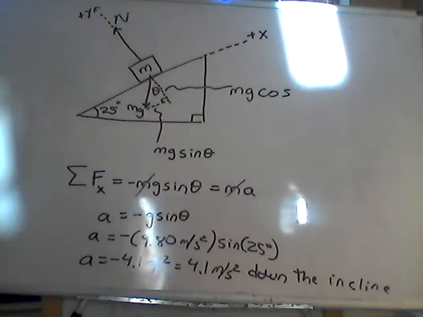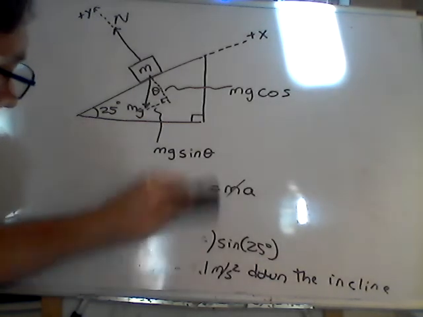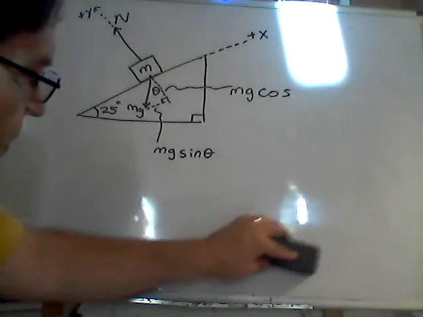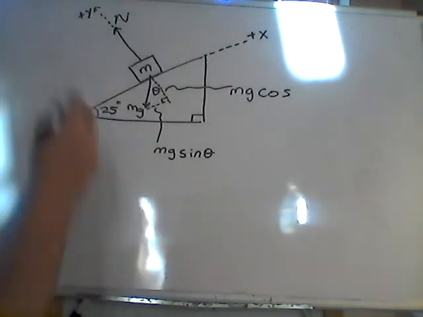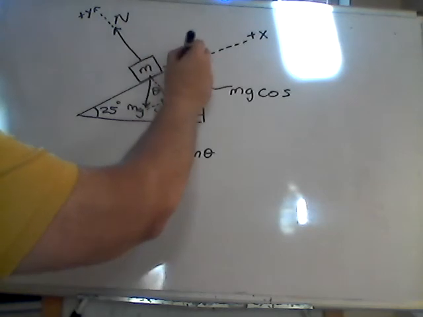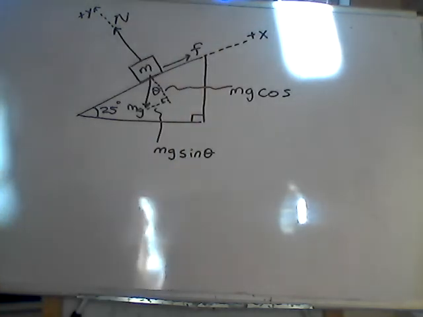Okay, now I'm going to do part B. Now I'm going to include friction. So let's redo this now. Friction now exists, so what's it going to be? While friction exists, the tendency of the block is to move down the incline. Friction always wants to oppose motion or the tendency of motion. That means that in this case, the friction is going to be directed up the incline.